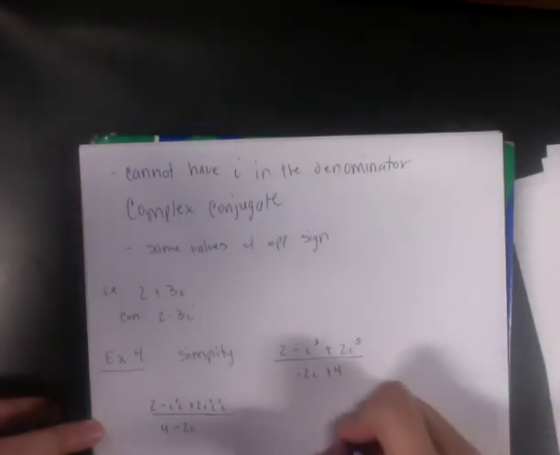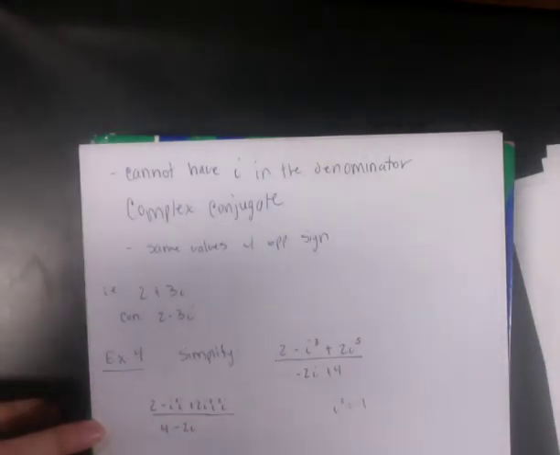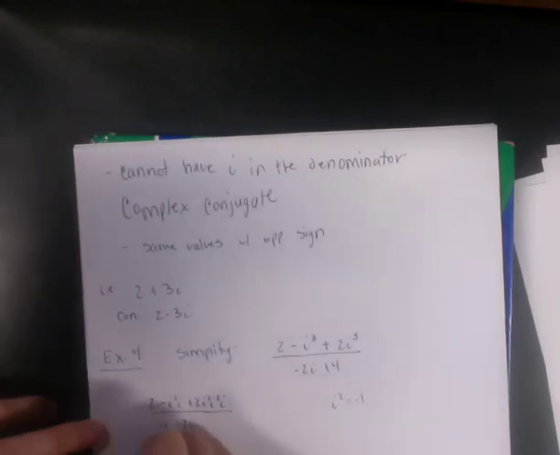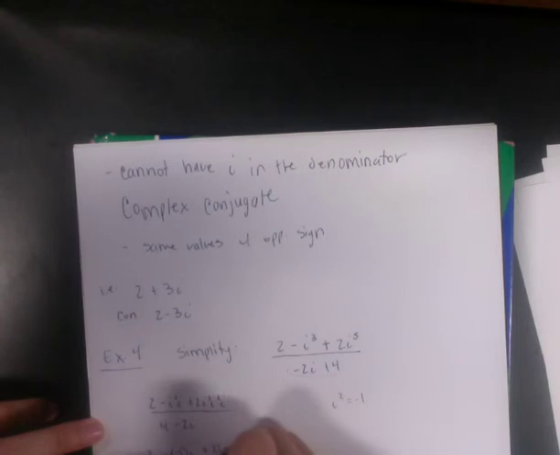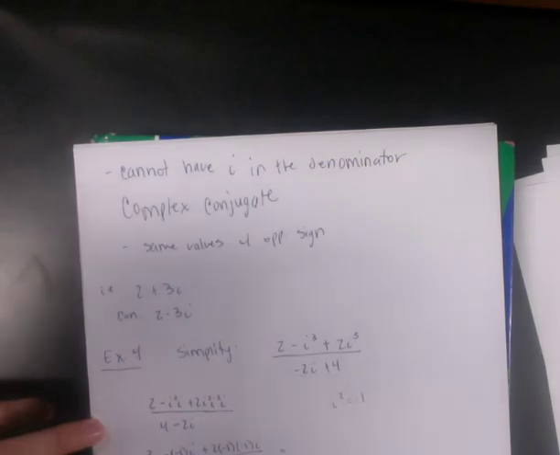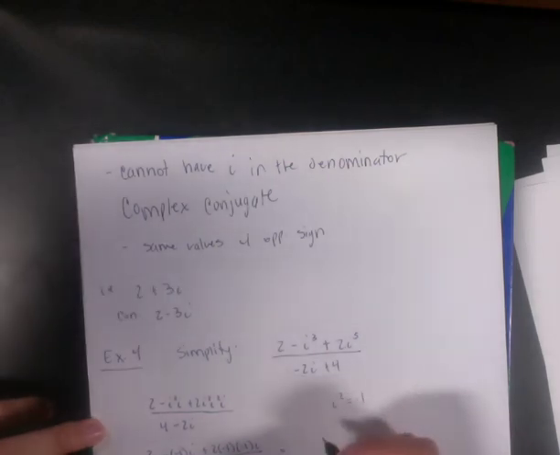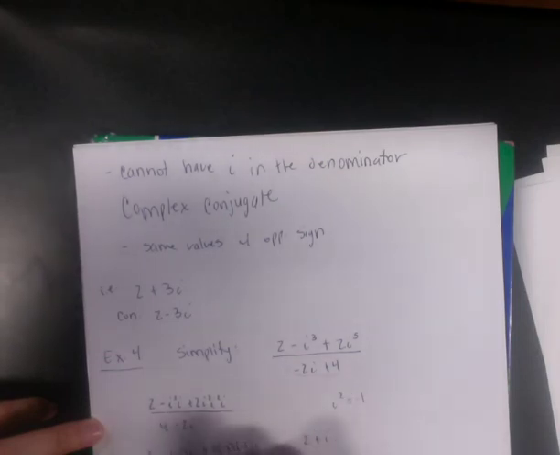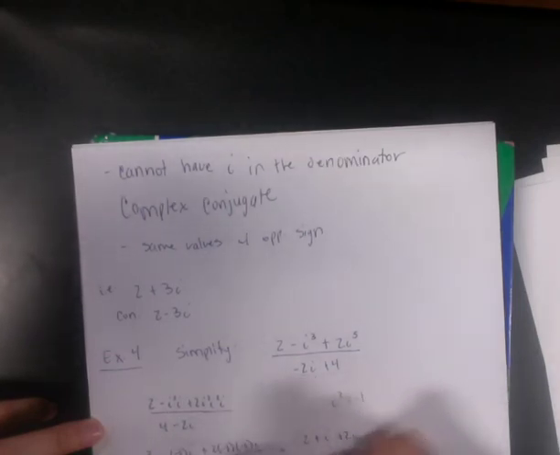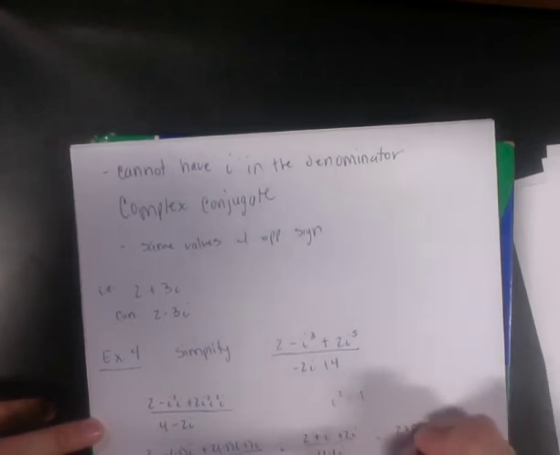Now, we know i squared is negative 1. So on top, I will have 2 minus negative 1 times i plus 2 times negative 1 times negative 1 times i. My bottom stays the same. I continue to simplify. Okay, this gives me 2 plus i. Negative times negative is still a positive, so plus 2i over 4 minus 2i. So I have 2 plus 3i over 4 minus 2i.